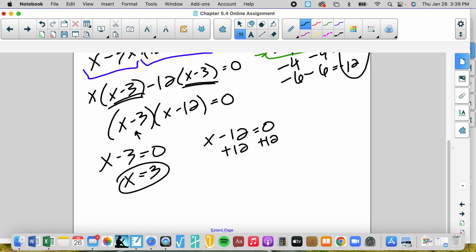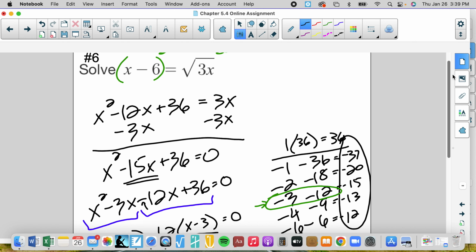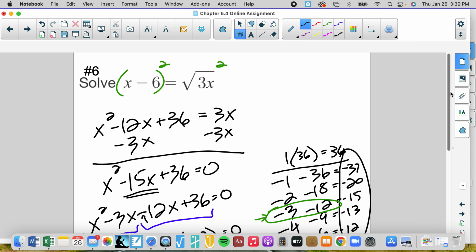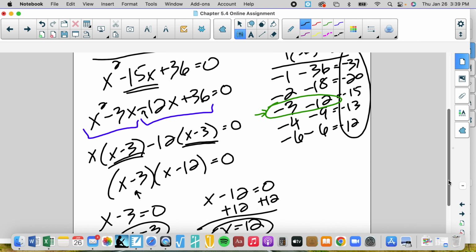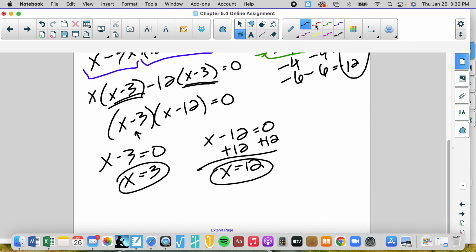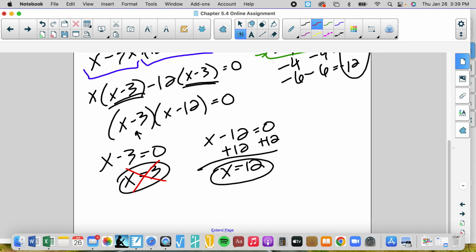I don't know why I do one and don't do the other. X equals 12. We know that when x is 12, this binomial becomes 0. So now we need to check and see, what if we plug in 3? If we plug in 3 here, we get negative 3. If we plug in 3 here, we get the square root of 9, which equals 3. These do not equal each other. So we know that this 3 is not a solution.